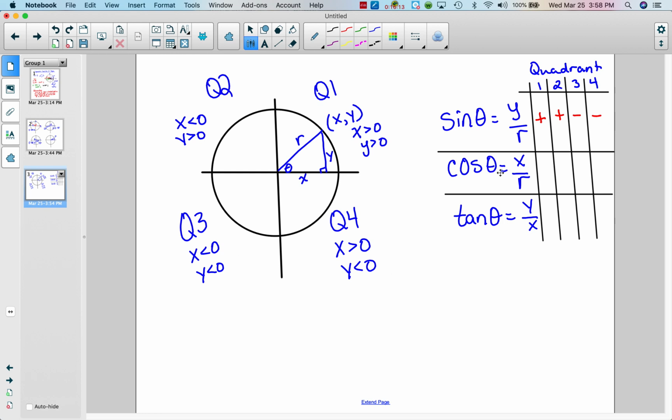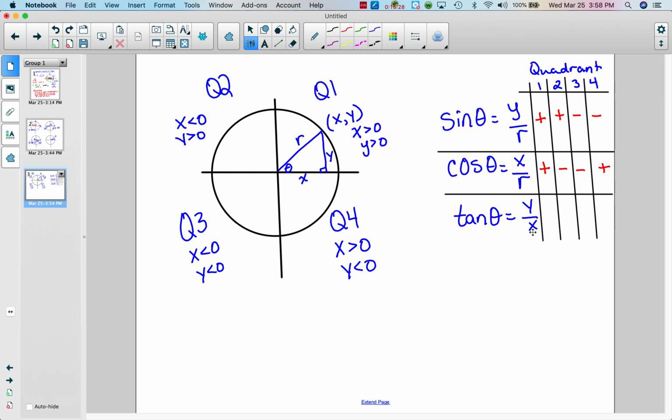For cosine, cosine is going to be positive when x is positive. So in quadrant 1, it's positive, but in quadrant 2, x is negative. In quadrant 3, x is negative, and in quadrant 4, x is positive, so cosine will be positive.